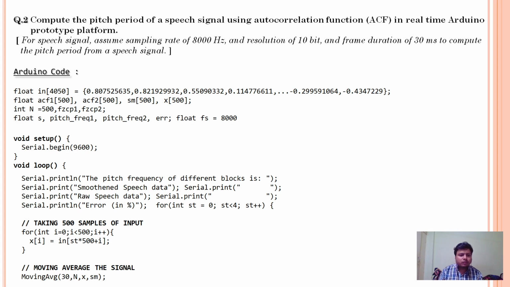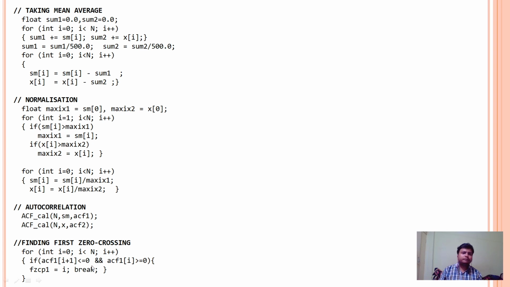Firstly, here also we will smoothen the signal using the previously used moving average filter with a window of 30. Moving on, we will take the mean by finding the sum for each of the raw speech data and smoothened data, which is done in these loops. And finally, we will divide it by the total number of samples in the blocks, that is 500 each. Now we will subtract the mean from each of these data sets, smoothened and raw, to set the mean back to 0.